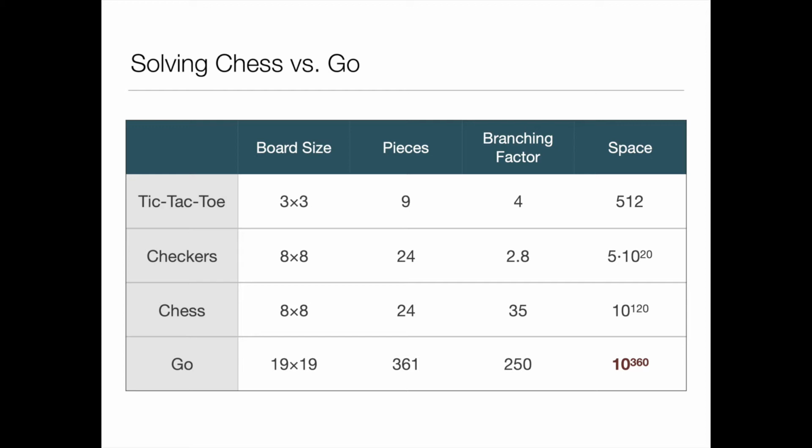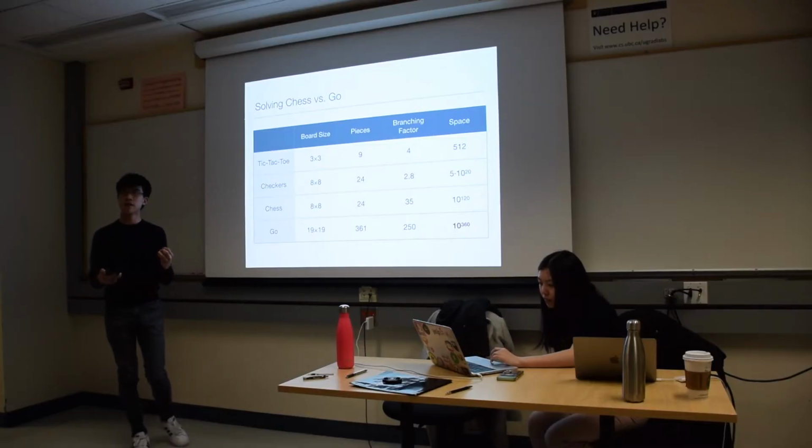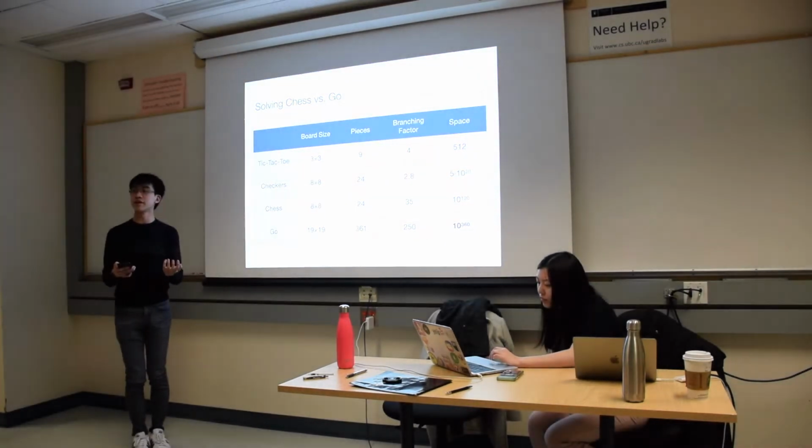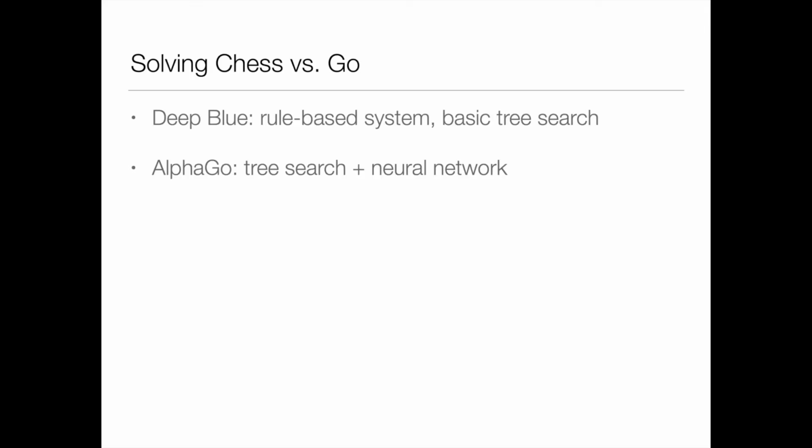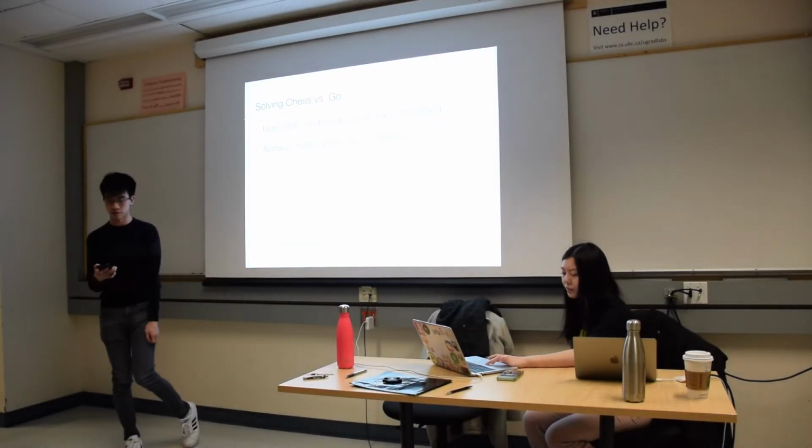And if we compare the search space for chess to Go, we see we jump from 10 to the 120 to 10 to the 360. And so the reason that we weren't able back in the 90s to create an AI that could play Go is simply because it was too complicated a game to process with our naive, rule-based AI systems. And in fact, AlphaGo leveraged neural networks as part of its architecture. I'll go into this in further detail afterwards.